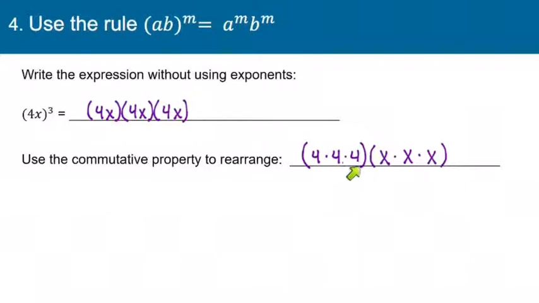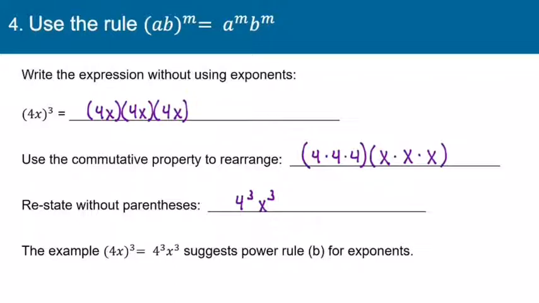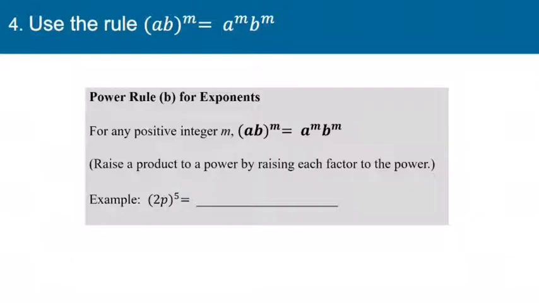So now you can see that we have 3 4's here, so this would be 4 to the 3rd, and we have 3 x's all multiplied together, so that would be x to the 3rd. So now look where we came from and look where we ended up. 4x to the 3rd became 4 to the 3rd times x to the 3rd. So this suggests to us power rule B. Let me go ahead and give you power rule B.